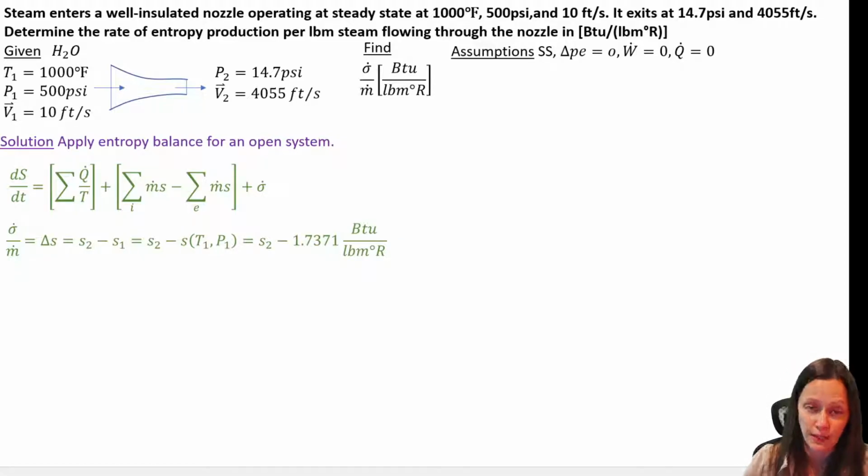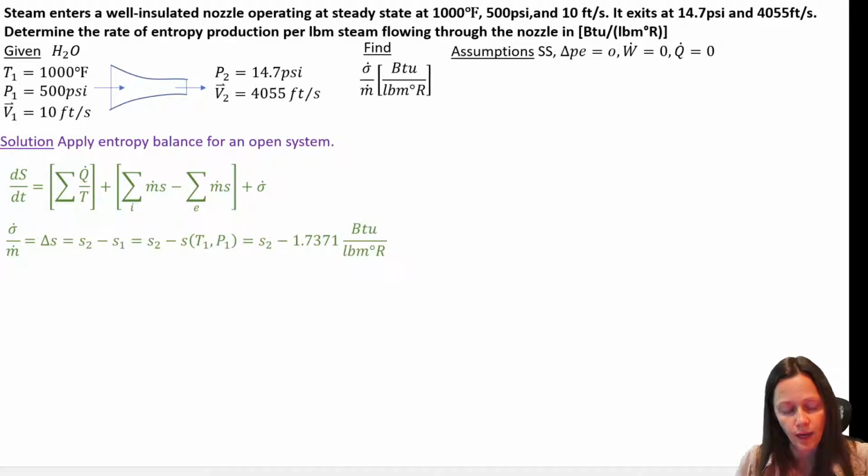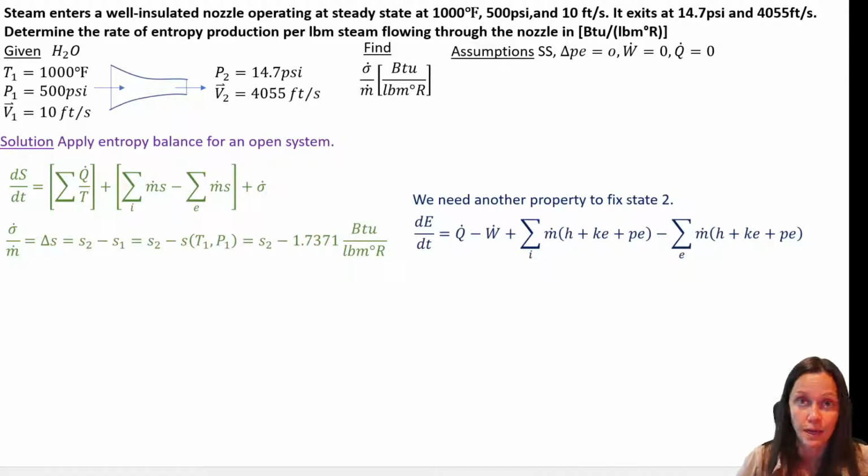So now we have to find S2. I've got pressure, that's one intensive property, but I need two independent intensive properties with which to fix my state. So I think to myself, what are the intensive properties that I'm familiar with? I know pressure, temperature, internal energy, enthalpy, entropy, quality if it's applicable, and really the only thing that I can easily get my hands on is the enthalpy, the H value, and I'm going to get that by applying my first law.